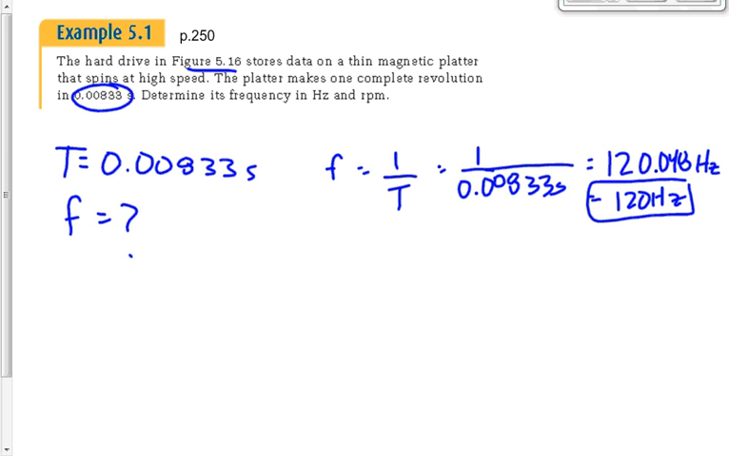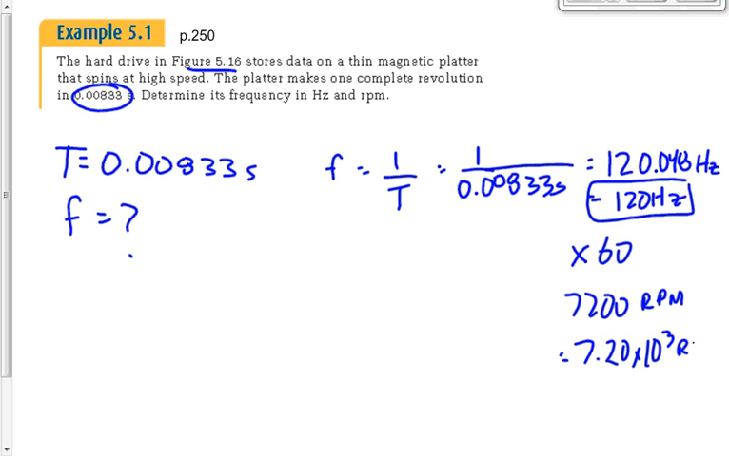Let's multiply it by 60 now. 120 times 60 gives me 7,200. 7,200 revolutions per minute. Does that sound more realistic? If it spins 120 times in 1 second, it's going to spin a lot of times in 1 minute, right? 7,200 makes a lot more sense than 2 does.